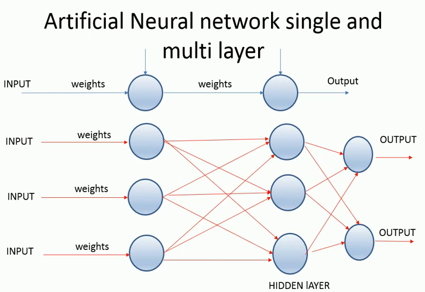This explains the single and multi-layer network. In the first one, the input is given, the weights are calculated and the output is calculated, and this is a single layer. In a multi-layer network, the input is taken, and with the weights, the output is calculated. So this is the single layer linear one, and this is the multi-layer neural network. The different parts are the input, weights, the hidden layer, and finally the output.